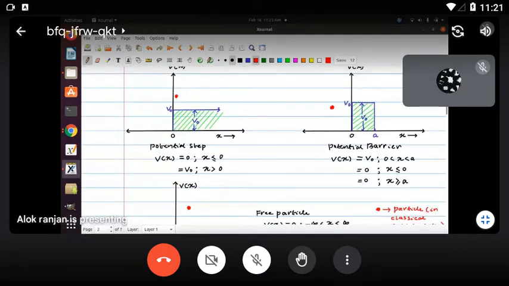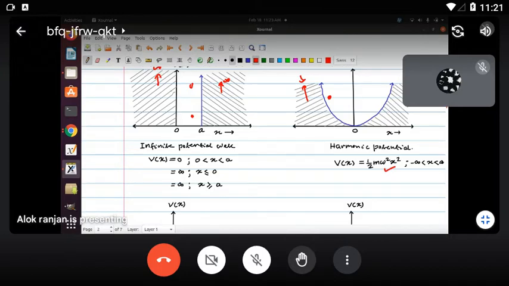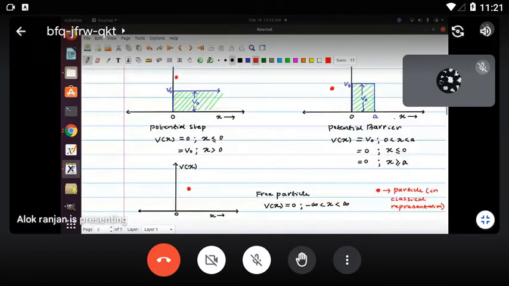So it has direct application to metal. And then potential steps. For example, if the particle is here, right? By the way, if you look at all the schematic diagrams, this striped region says that the potential is not zero. It is like a step. So here the potential height is V naught in this region. The mathematical representation is like this: when x is less than or equal to 0, potential is 0. When x is greater than 0, the potential is V naught.